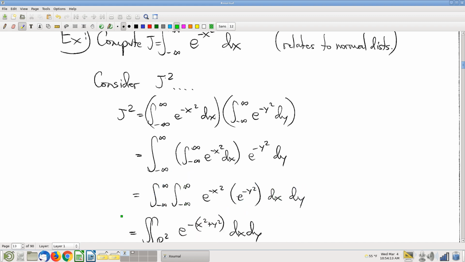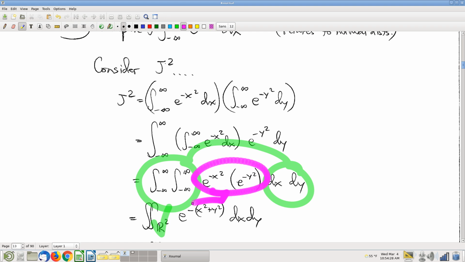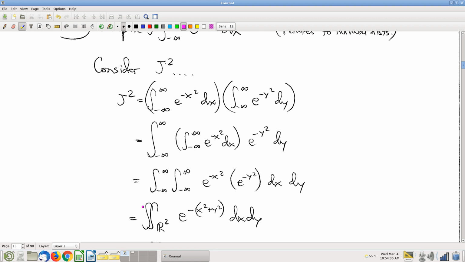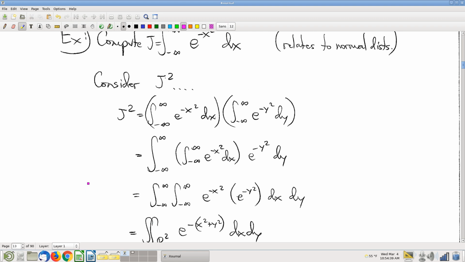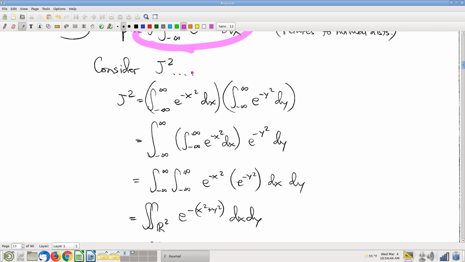So having done that, let me recognize that I've got an integral in the xy plane where x and y both go from negative infinity to infinity. That means I'm doing a double integral over all of R2, the entire xy plane. And I can rewrite my integrand just by properties of exponentials. That's just algebra, no big deal. Okay, so we have successfully turned a question that we don't know the answer to into a seemingly harder question that we don't know the answer to. Right?